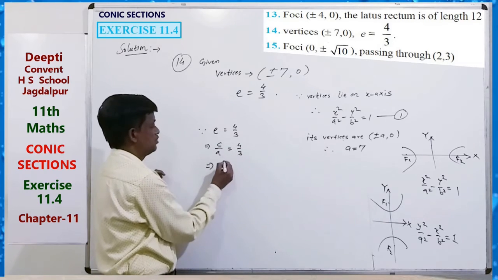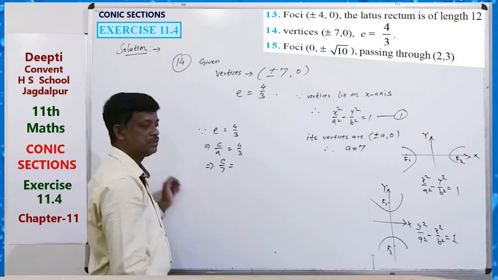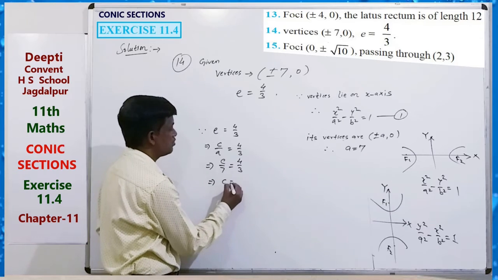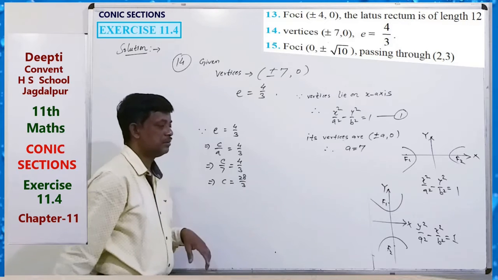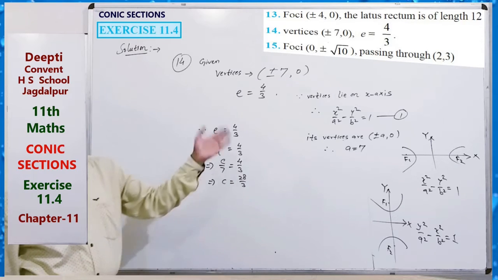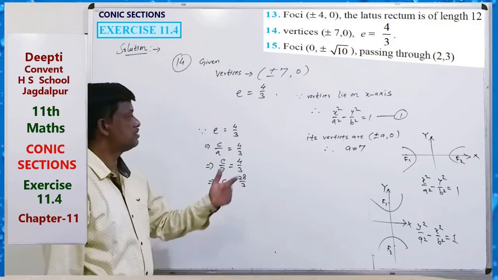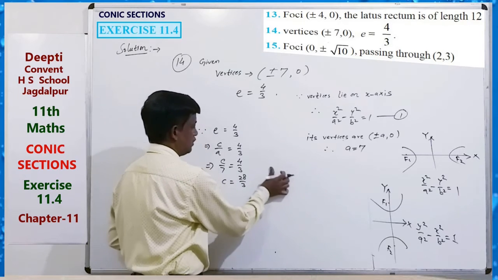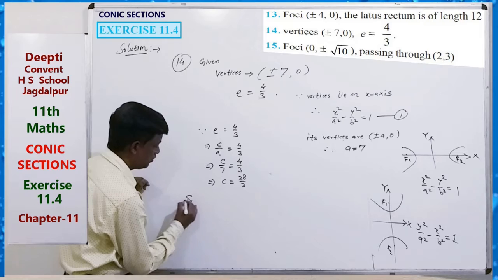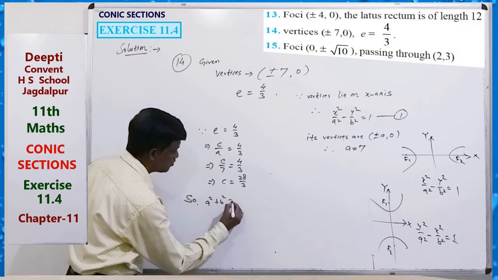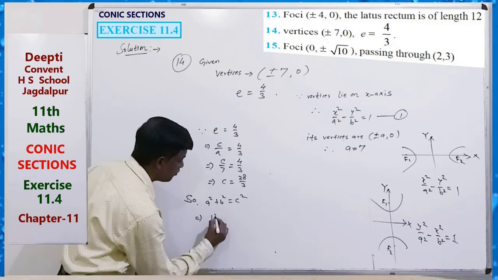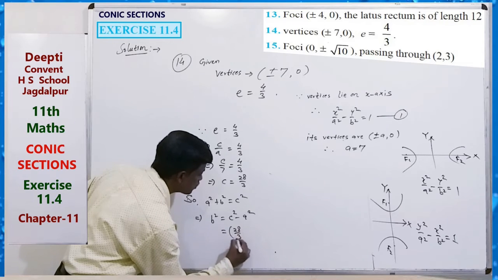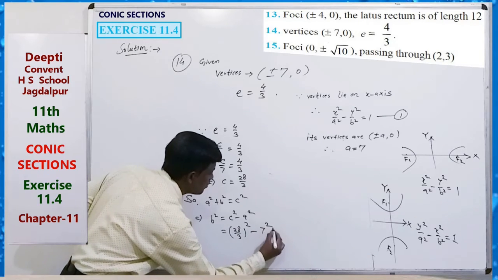Here a equals to 7. So c by 7 equals to 4 by 3. So c equals to 28 by 3. A equals to 7, e equals to this. So a and c we know, so we can find. Therefore, a square plus b square equals to c square. We have b square equals to c square minus a square. c square means 28 by 3 square minus a square means 7 square.